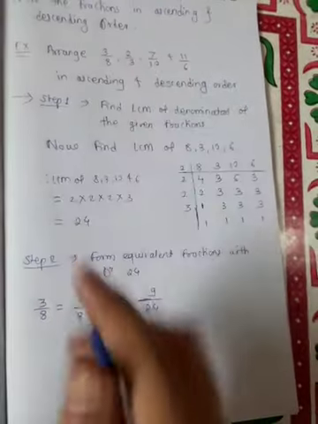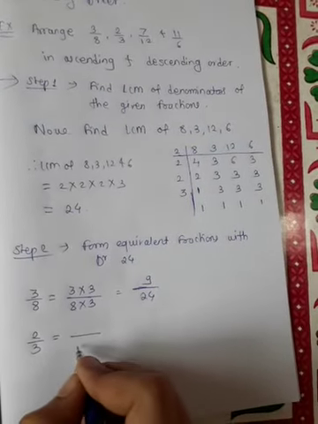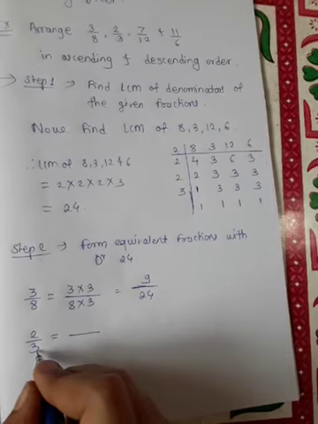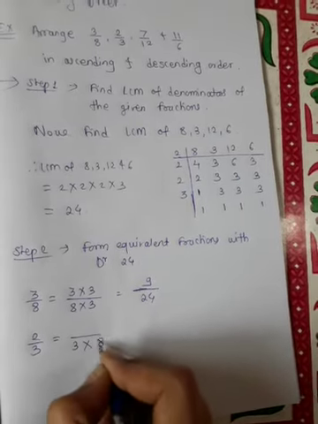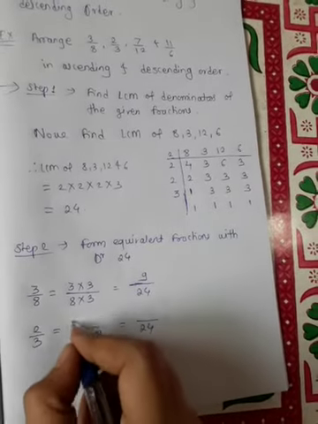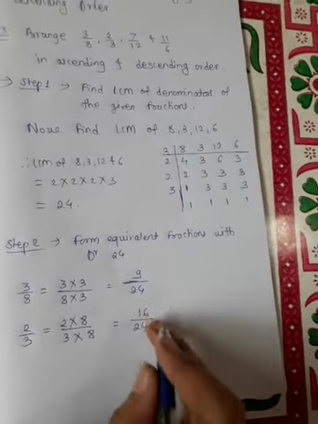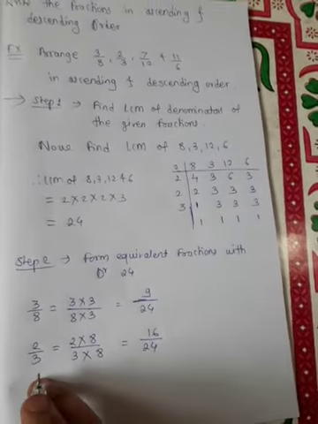Now find equivalent fraction of 2 by 3 with denominator 24. So here to make denominator 24, we have to multiply 3 by 8. Now as we multiply denominator by 8, we also multiply numerator by 8. So it gives 16. So here 16 by 24 is equivalent fraction of 2 by 3.